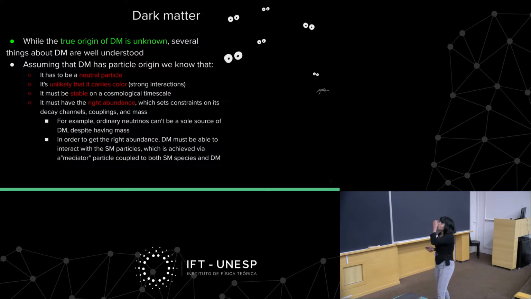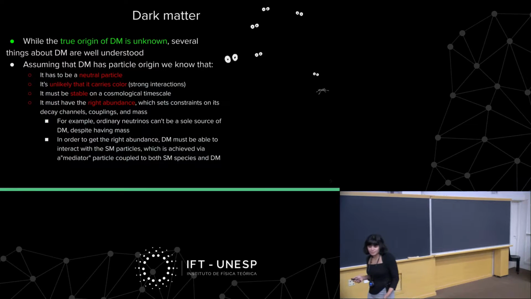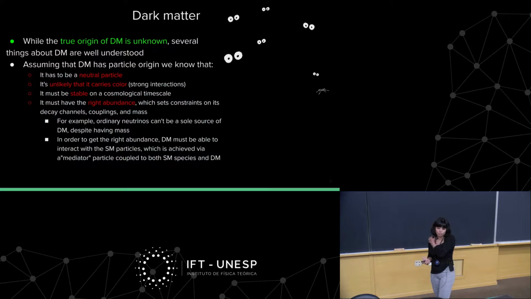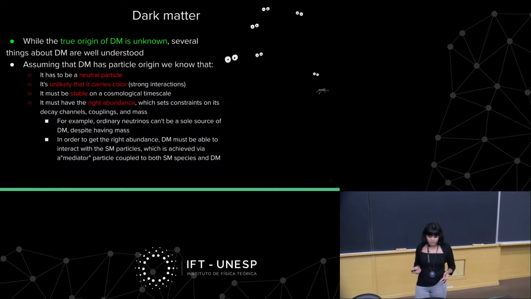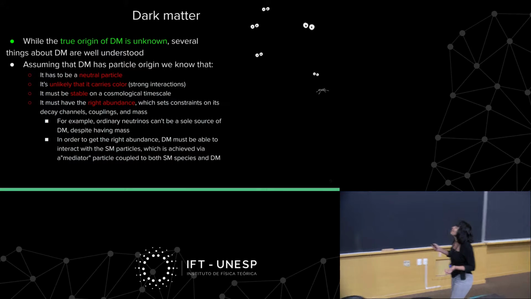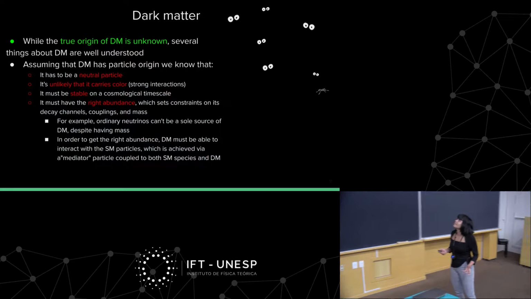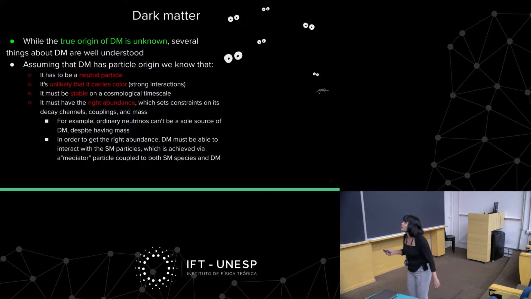Okay, so what is the dark matter? Well, we know that there are significant astrophysical observations which suggest that you have some non-luminous massive component in the universe, which we call the dark matter. But we don't know what its true origin is, but we do know certain things. So there are some known things about this unknown particle, if you think that it's a particle.